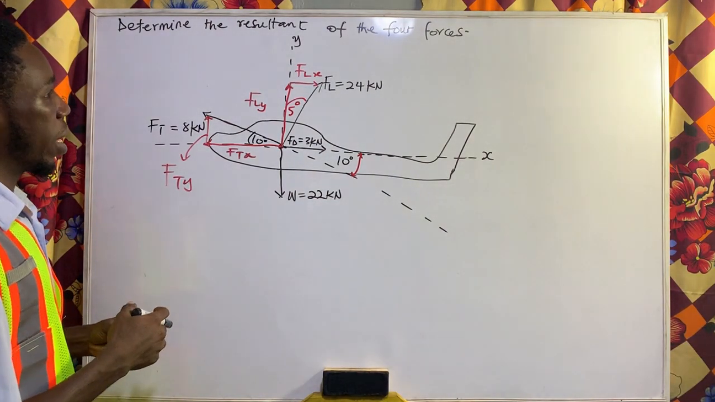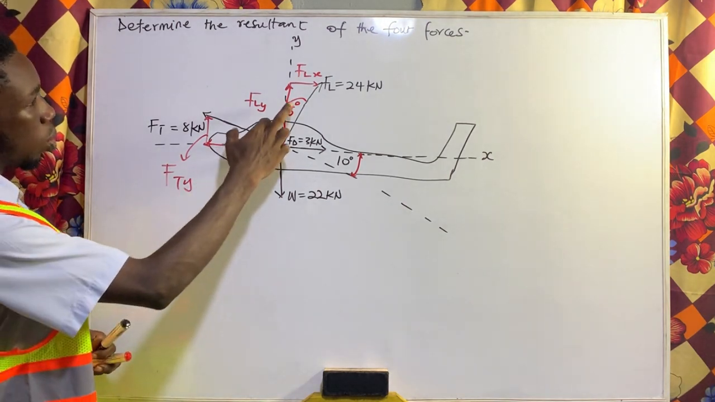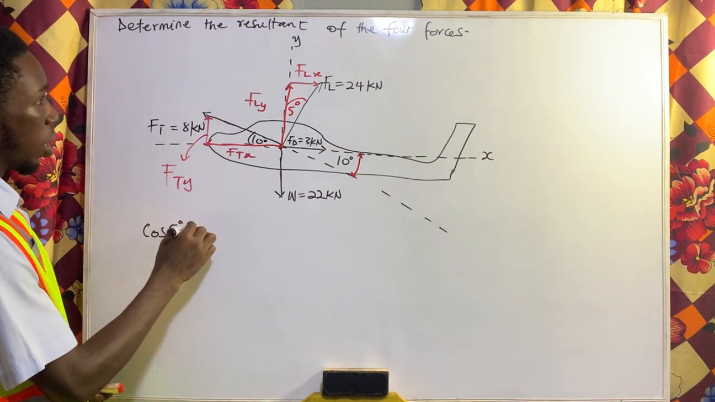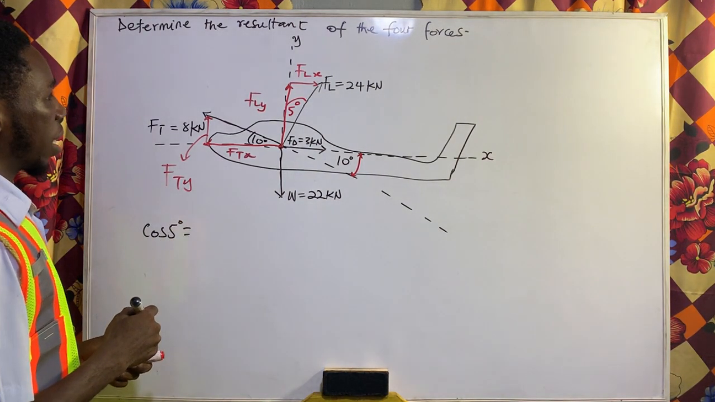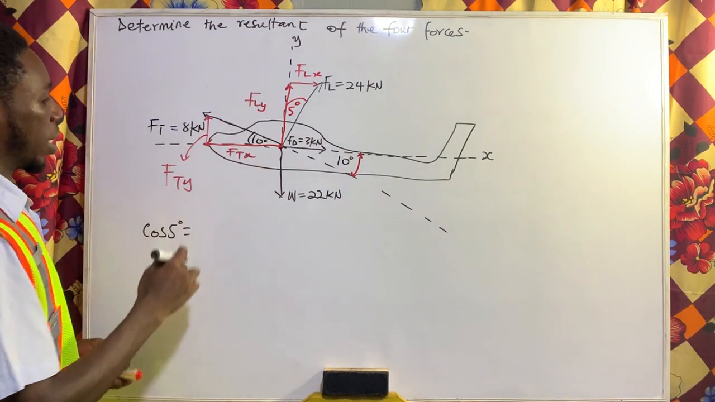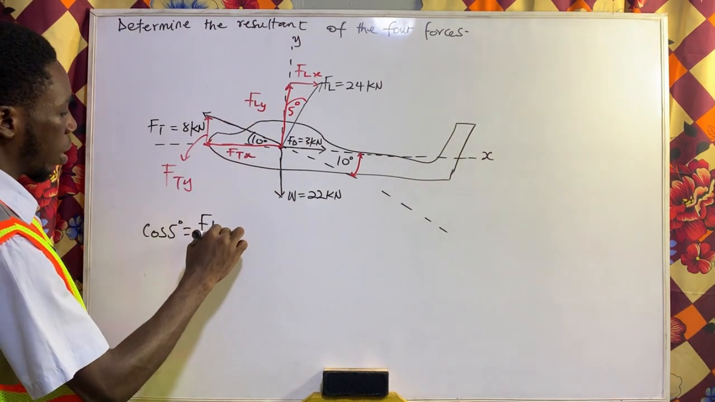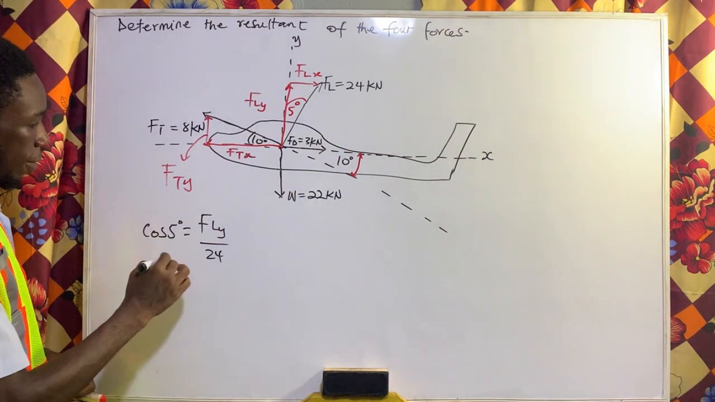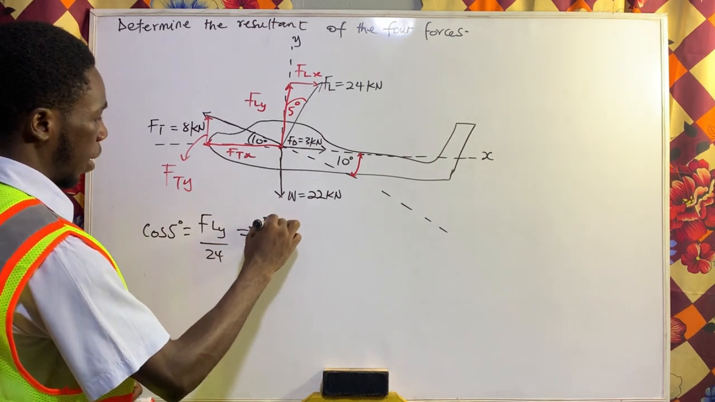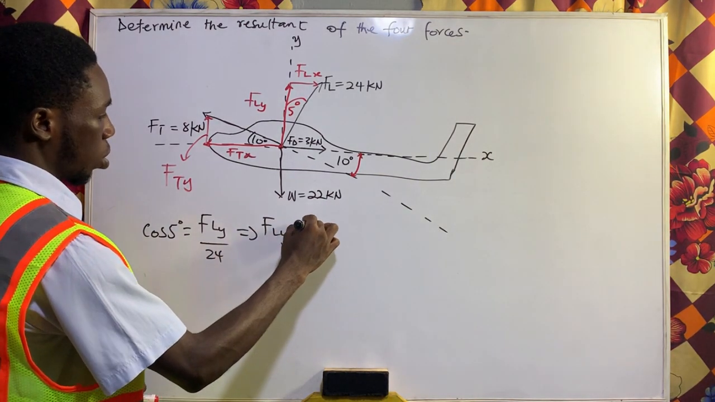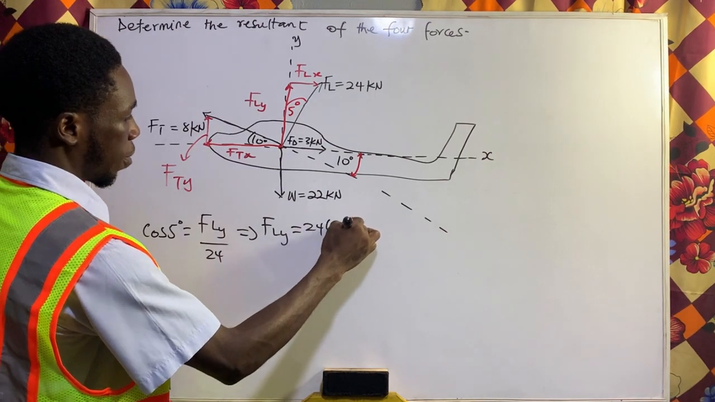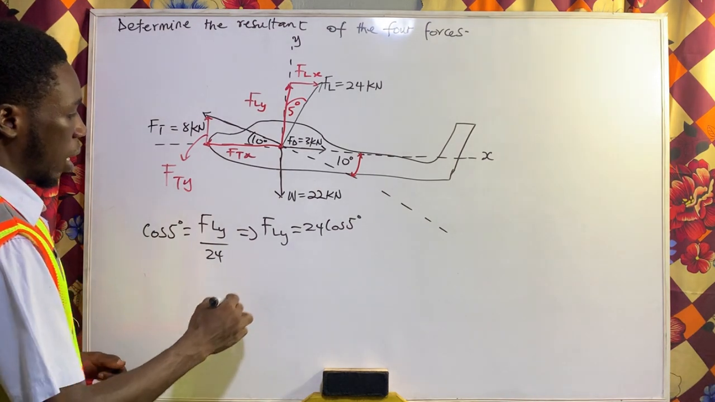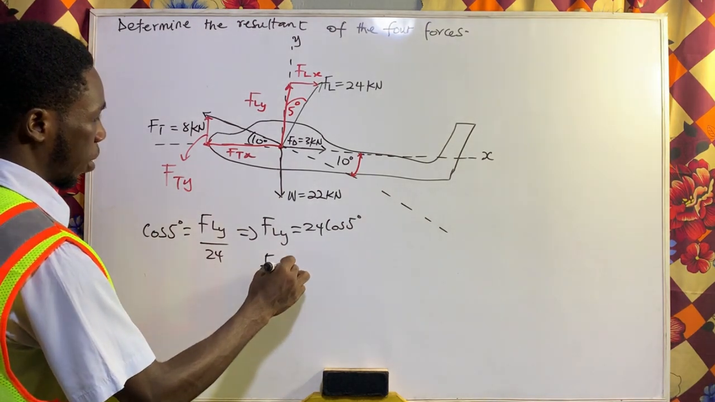Okay, so let's find the components, starting with the lift force. So let's take cosine of this angle here. So we have cosine of 5 degrees, that will be equal to what? The adjacent side over the hypotenuse. So this is now the adjacent. So I'm going to have FLY over what? The hypotenuse, which is about 24 kilonewtons. So I'm going to have FLY to be equal to 24 cosine of 5 degrees, right?